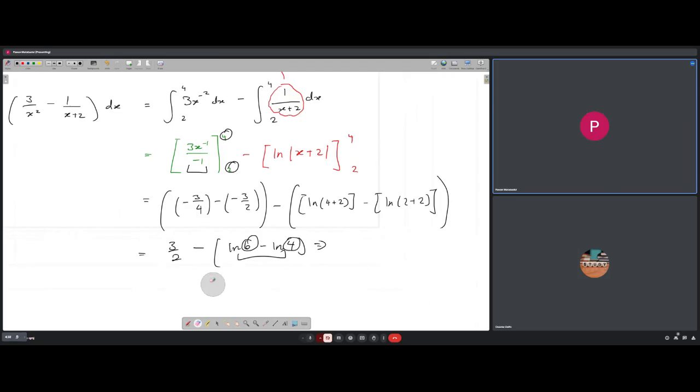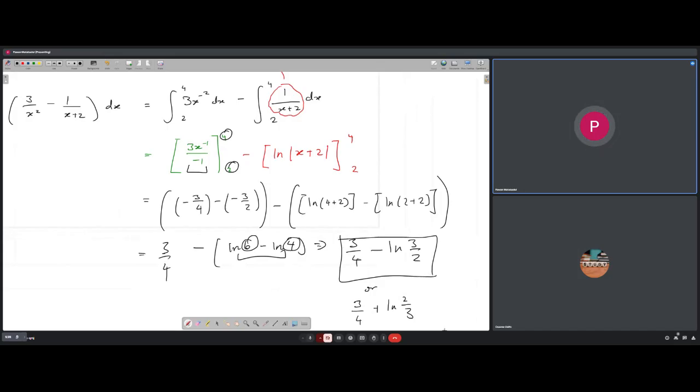Okay. Now, sorry. You've got 3 over 2 minus 3/4. That should be 3 over 4, because this is just the same thing as 6 over 4. That should be 3/4. And then for this, I've made a... No. The second part was actually correct. So it is 3/4 minus natural log of 3 over 2, or you could write it as 3/4 plus natural log of 2/3 if you wanted. Doesn't make a difference. Okay. Do you have any questions on that?